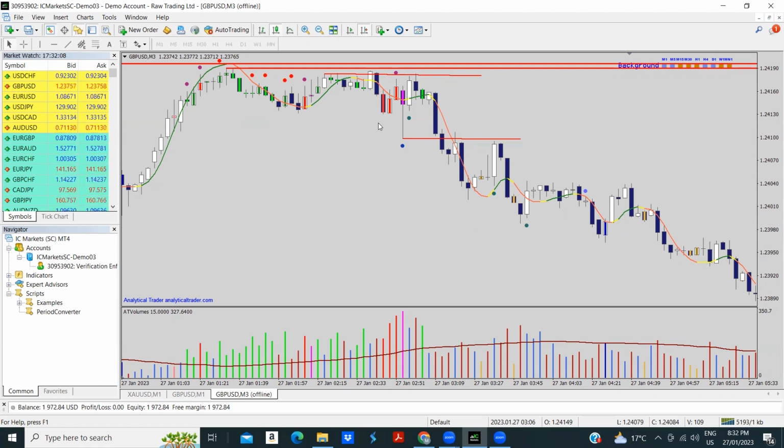Yes. But what happened actually? The price did not respect this demand here, and the price straight away broke this demand level. So it means that this is invalidated. Got it? This is invalidated and the price tested this region here again.